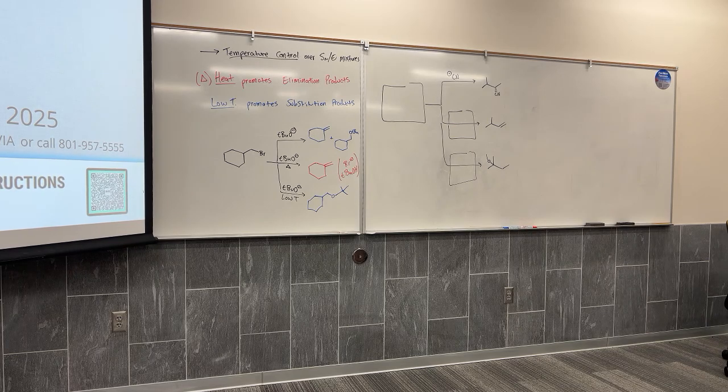This is the small bases. OH minus won't get it, and they still undergo E2. OH minus is the start here. But what is indicated here?